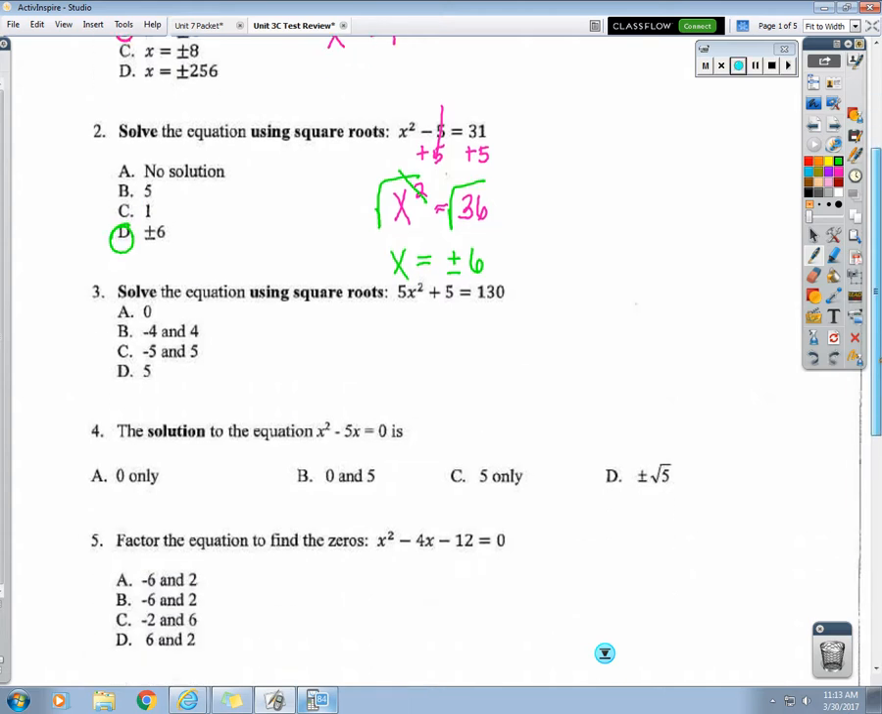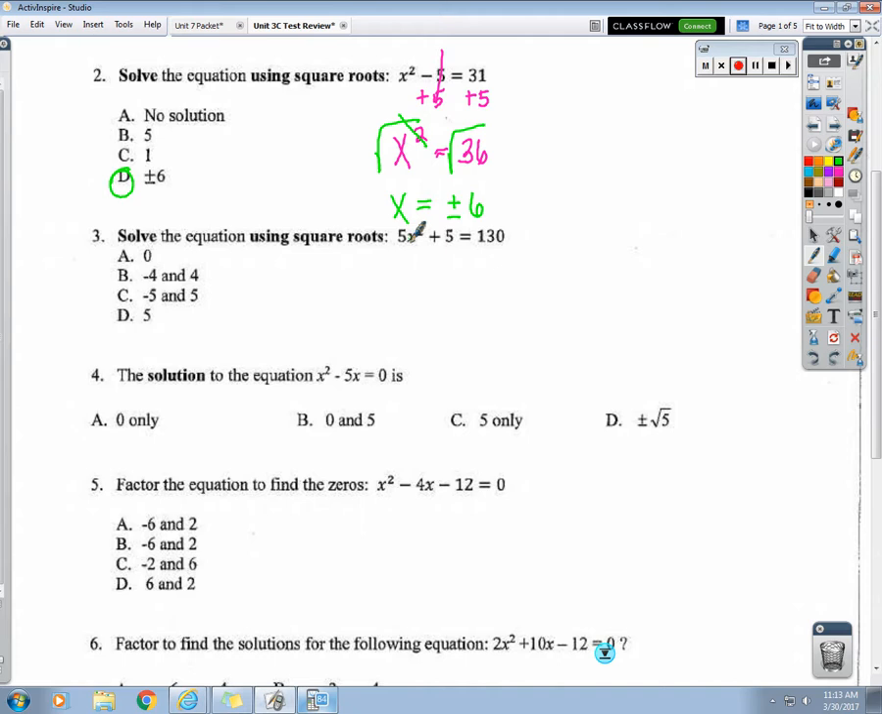Alright, number 3. What do you think I should do first? We only have one x, so no reason to get fancy when there's only one x. What do we do? First, subtract 5. Well, it's 125 though, because remember we're subtracting 5 from the 130. And now we divide by 5, and so x squared equals what? And now doesn't this look just like problem number 1? So what do we do to both sides? Square root it, which cancels that out, making x by itself, and square root this side, which gives you a 5.